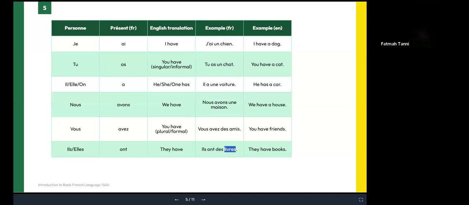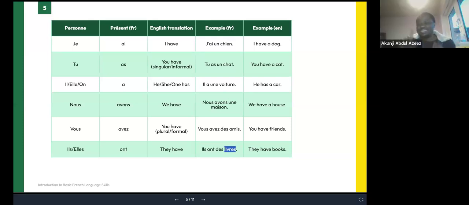Livres. Single is without the S, but if it's plural, it's with the S. So in essence, I would say un cahier, un livre, one notebook, one textbook. We will not put an S after livre, as they put S here in the plural. You understand now?